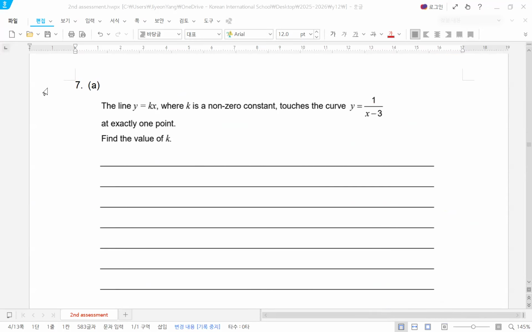Question number 7a. Jesslyn, please read this one. The line.